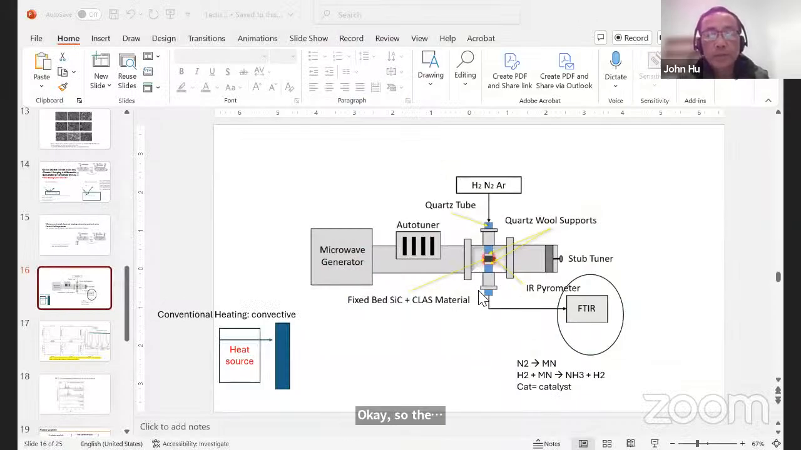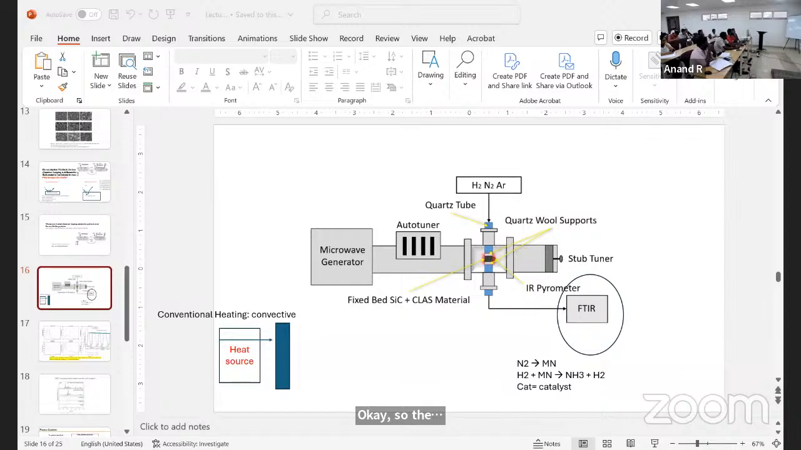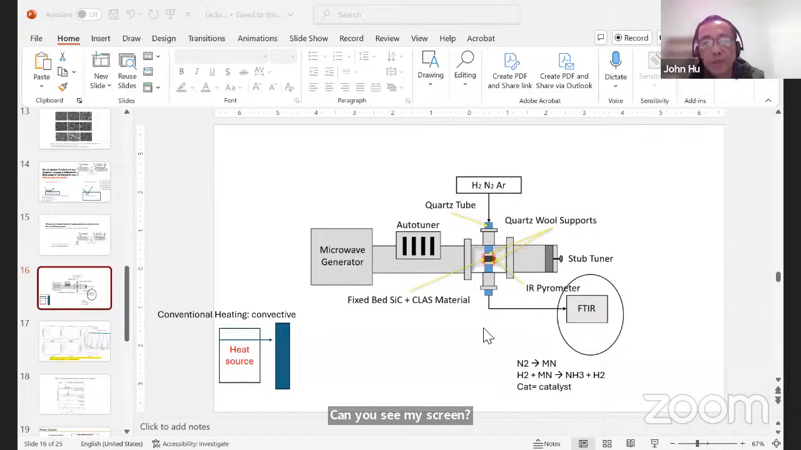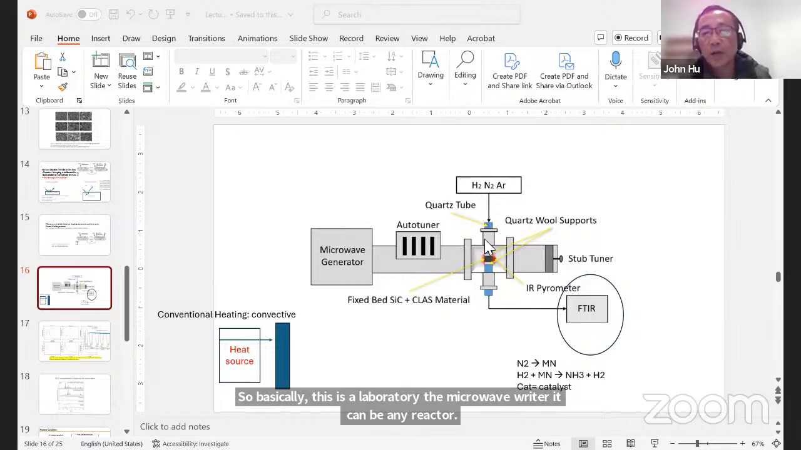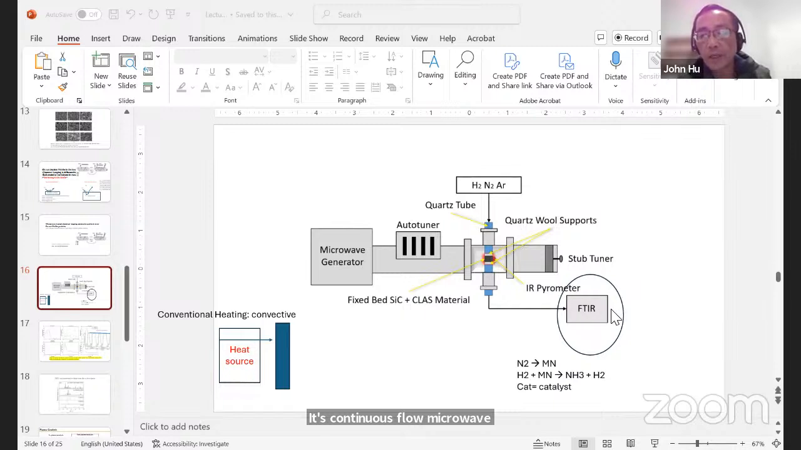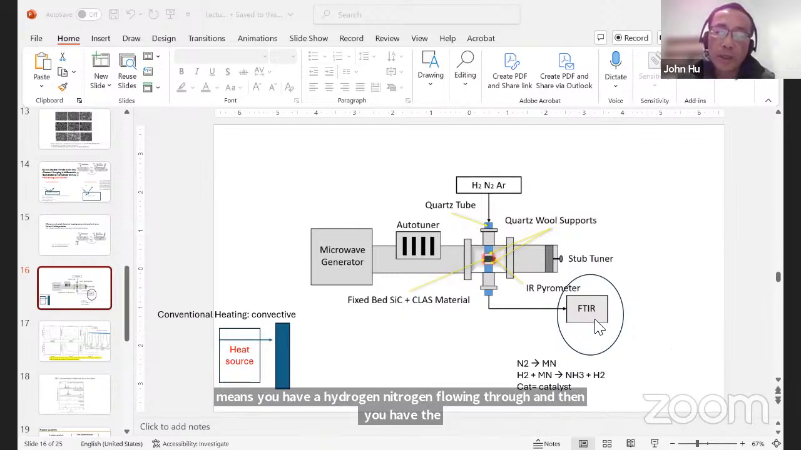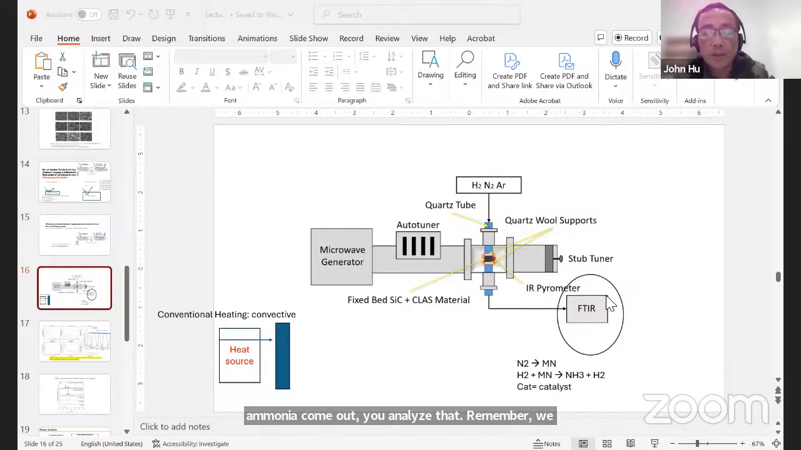Okay, can you see my screen? Yes, sir. We can see. So basically, this is a laboratory microwave reactor. It can be any reactor. It's a continuous flow microwave reactor, and you have the online analyzer. Online analyzer means you have hydrogen and nitrogen flowing through, and then the ammonia comes out and you analyze that. Remember, we did a calculation in one of the case studies I showed you, with 100 cc per minute nitrogen flow rate, 300 cc hydrogen, and how you calculate conversion.